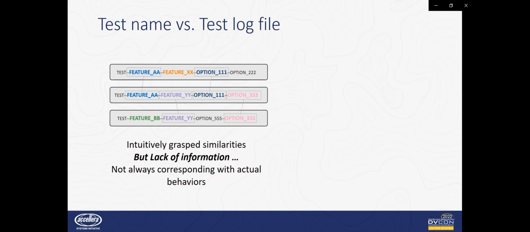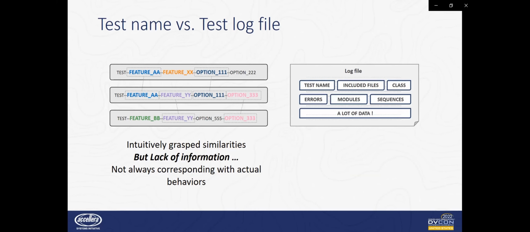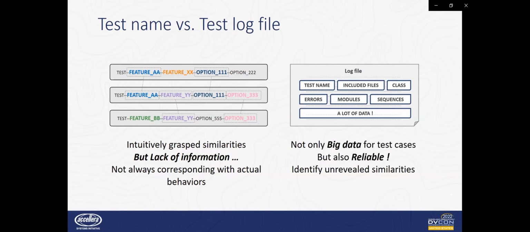Also, it's difficult to guarantee that test names always correspond to the actual behaviors of test cases, because there is no standard naming rules. However, in log files, there is a lot of data associated with test cases. From log files, we could get not only test name, but also sequences, functions, and errors, which are actually composed and executed during the test. Furthermore, these data are reliable and correspond to the actual behaviors of test cases. With these big amounts of data, we could easily identify unrevealed similarities.